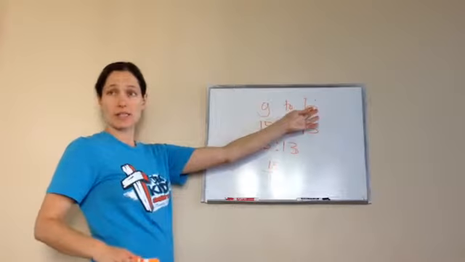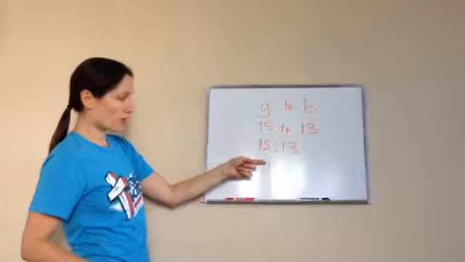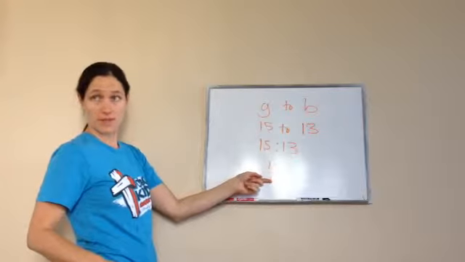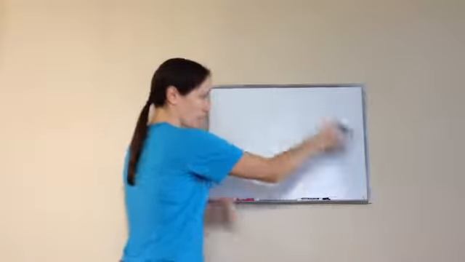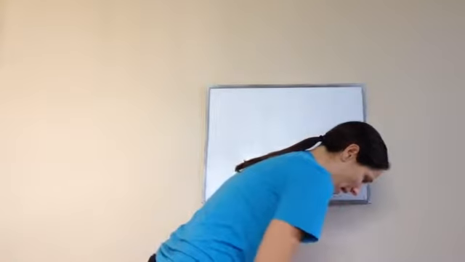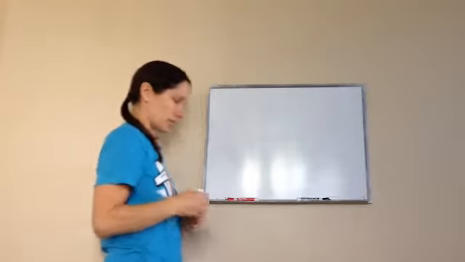Girls to boys, you put the girl number first, the boy number second. Girls to boys, girl number top, boy number bottom. Got it? Okay, now, there's a few other rules that I want you to learn about ratio. But let's do a problem just to get started, okay?